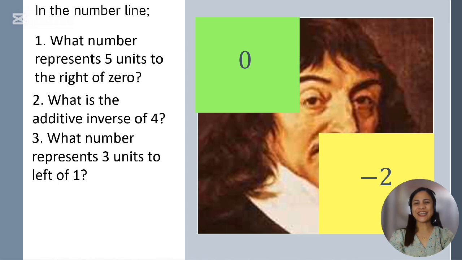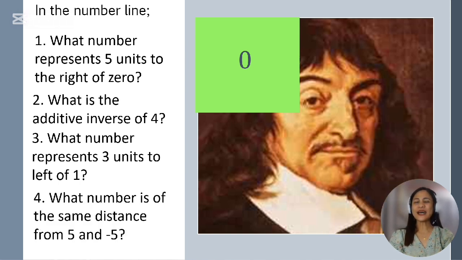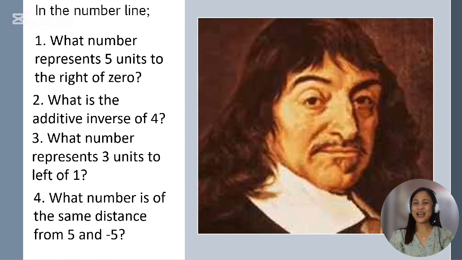Correct. That's -2. And for the last question, what number is the same distance from 5 and -5? Absolutely. That's 0. Good job, everyone. So are you familiar with the man in the picture? Very good. So he is René Descartes.